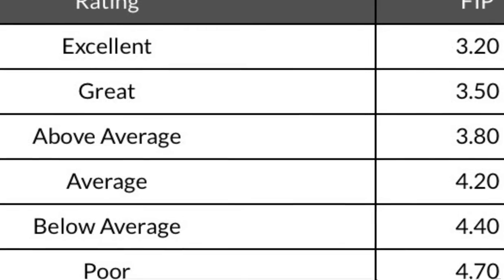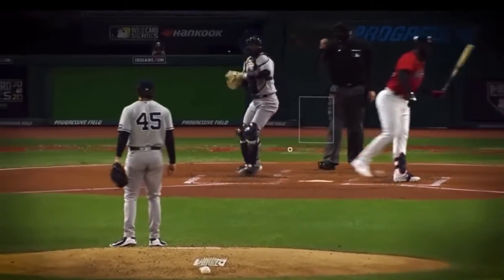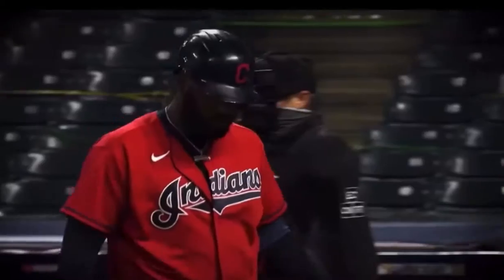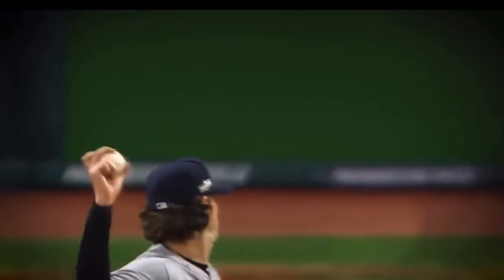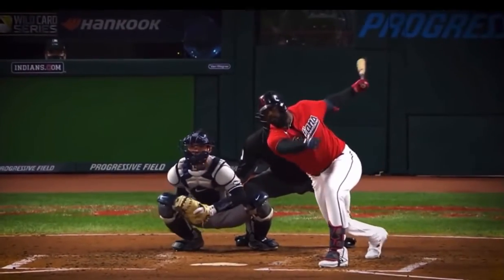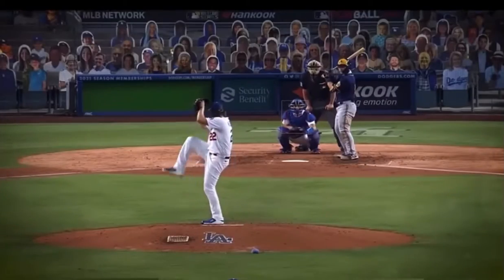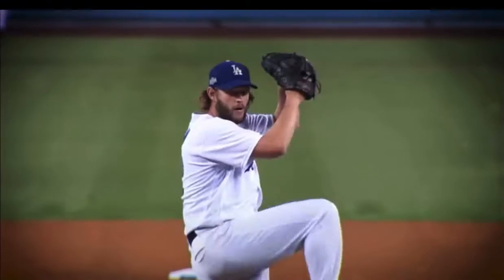Our next stat is Skill Interactive ERA. Skill Interactive ERA, in my opinion, is one of the best ERA estimators. Skill Interactive ERA is kind of like FIP, but not really. FIP doesn't use home runs, while Skill Interactive ERA does. It also factors strikeouts more than FIP does.